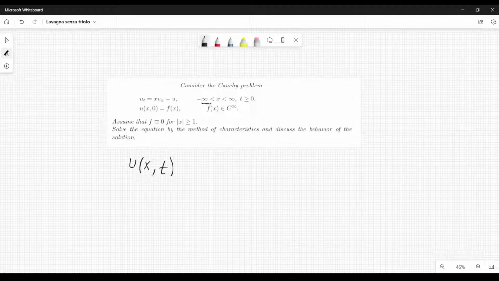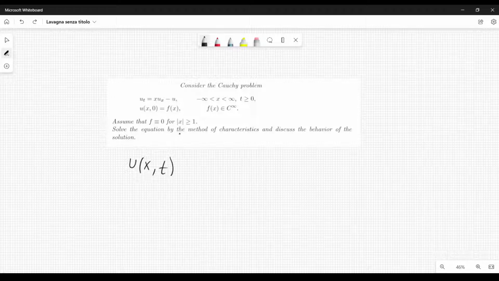And we can see that x belongs to the real axis, t is greater than or equal to 0, and f of x, which is this function here, is the initial condition, because we set t equal to 0. This function is infinitely many times differentiable. Another assumption is that f is equal to 0 for the absolute value of x greater than or equal to 1. We have to solve this problem by using the method of characteristics, which I will introduce, and discuss the behavior of the solution.